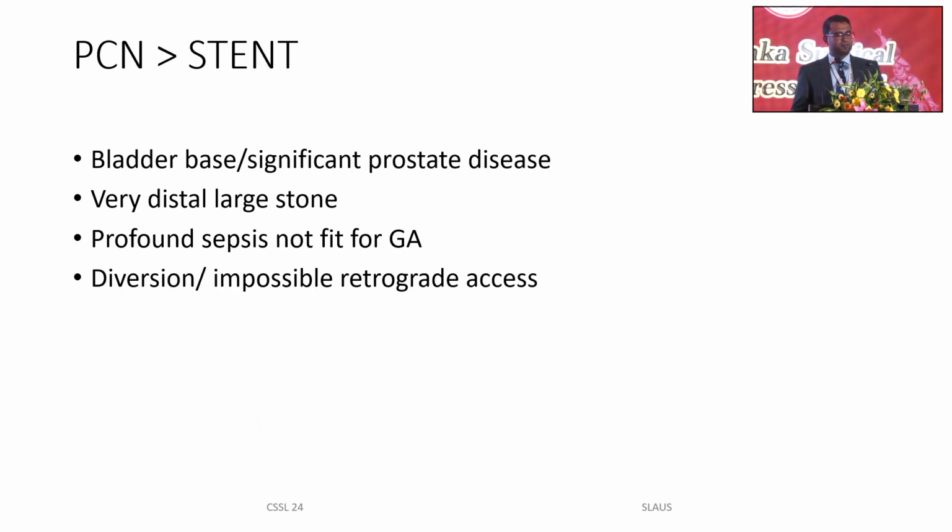These are the situations where we prefer PCN rather than stent. Bladder-based or significant prostatic disease, sometimes intravesical protrusion of the median lobe where we cannot locate the UOs. A very distal large stone, where it is very unlikely we may succeed with a stent. Profound sepsis not fit for general anesthesia, and diversion or irreversible retrograde access.